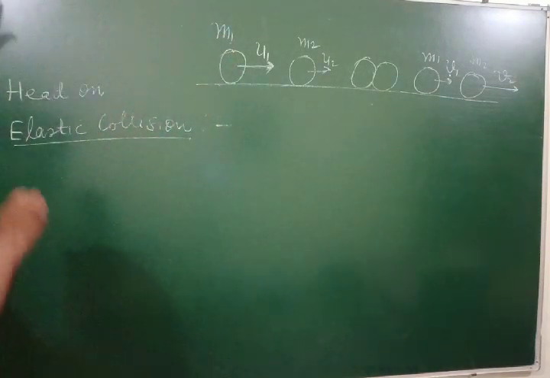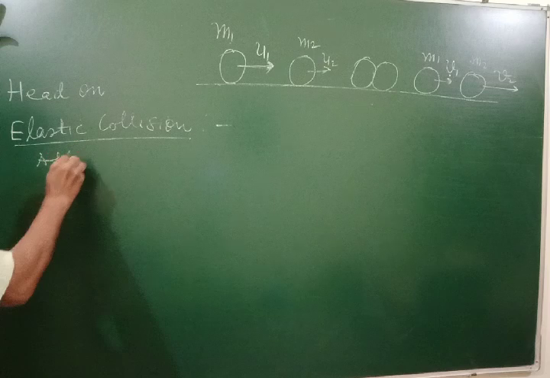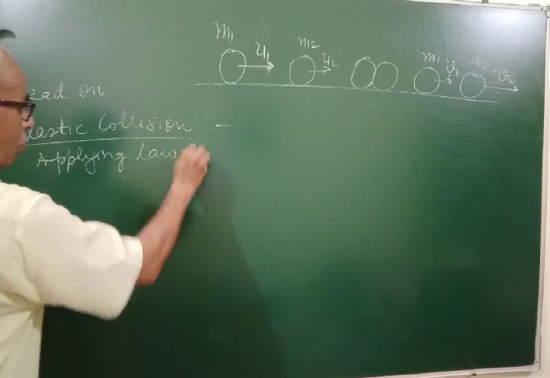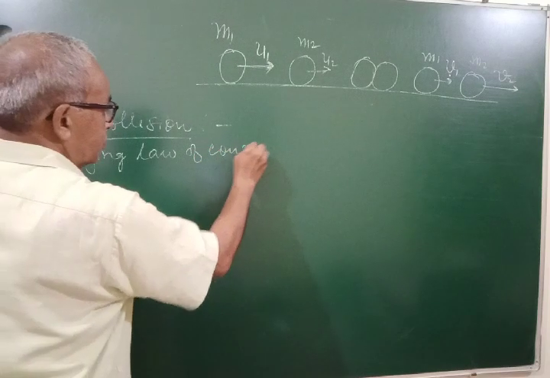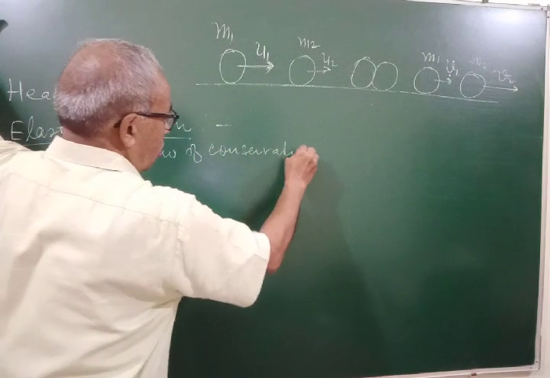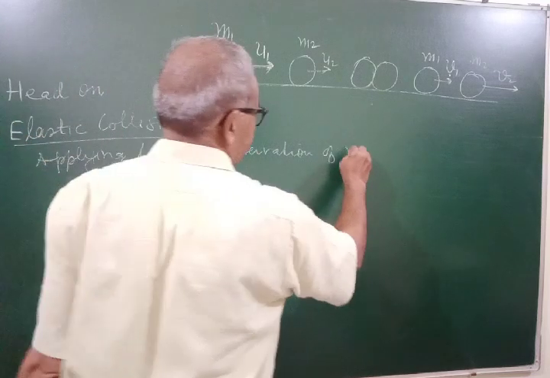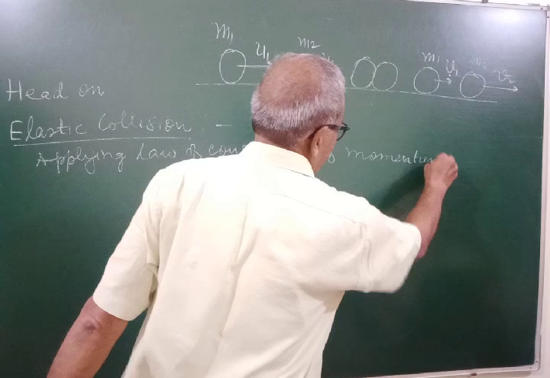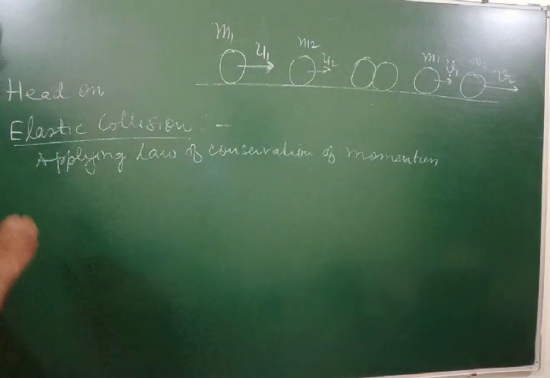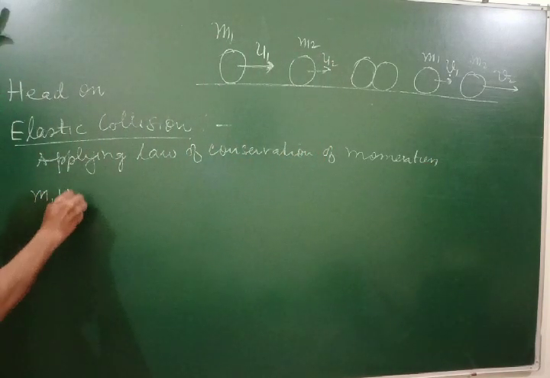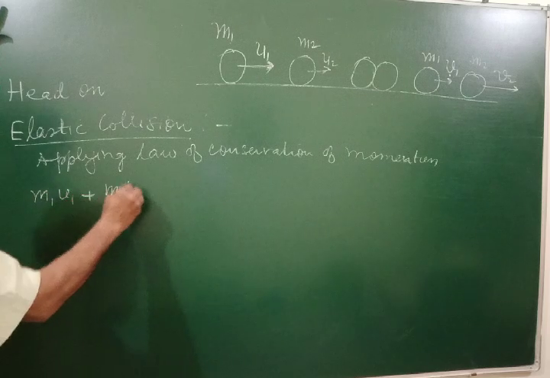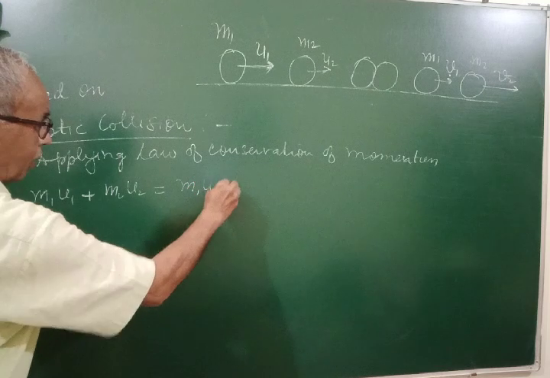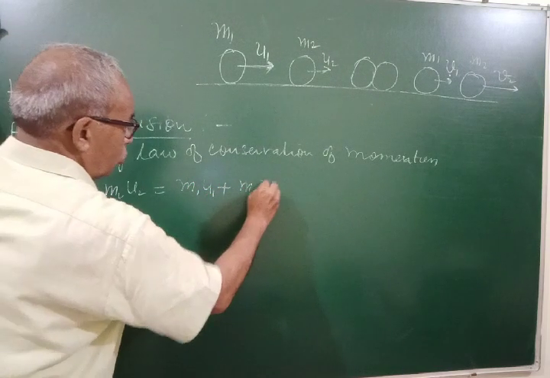So applying the law of conservation of momentum. What is that? Momentum after collision, m1 v1 plus m2 v2, is equal to m1 u1 plus m2 u2.